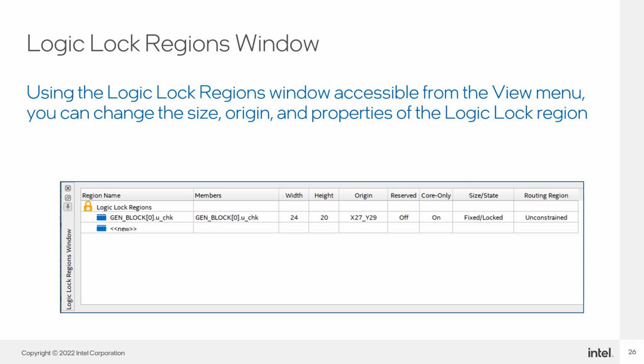Click on a cell within this table to change the size and location of the logic lock region. Your change will be reflected in the rectangle within the chip view. You can also change the reserved, core only, and routing region properties from this window.